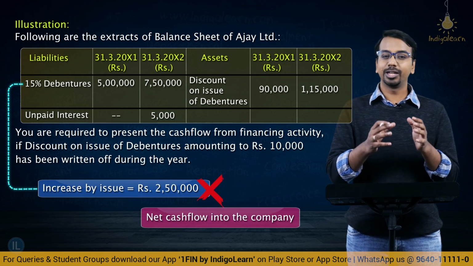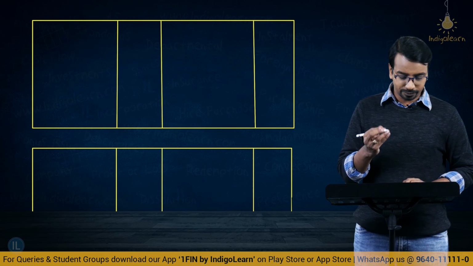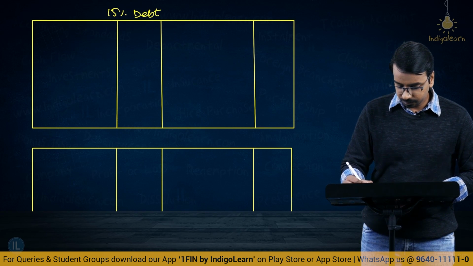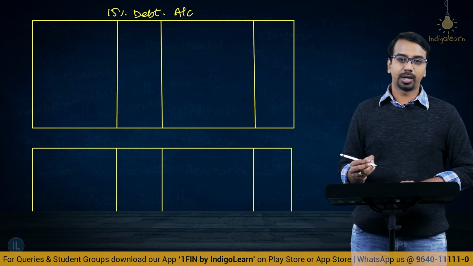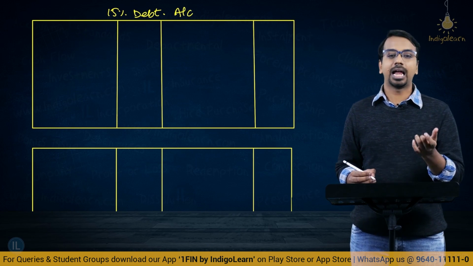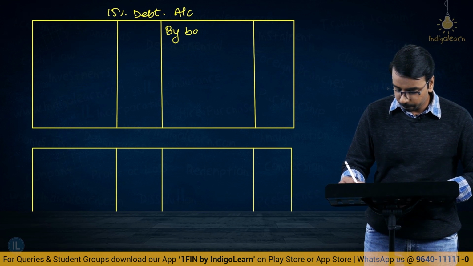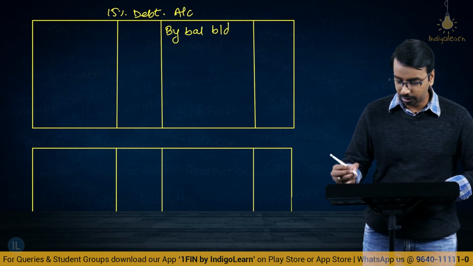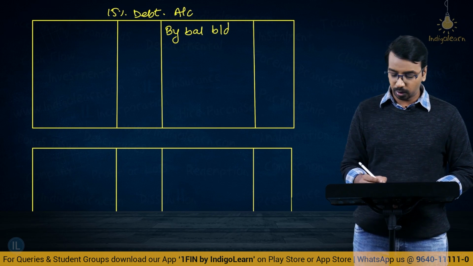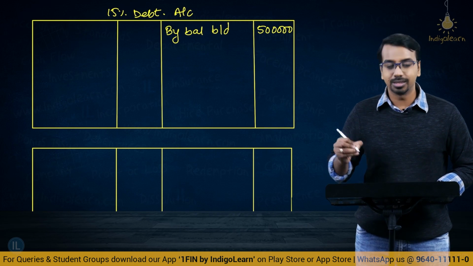So for this we will need to prepare ledger accounts and figure out the missing numbers. So what we'll do is we'll prepare 15% debentures account, that is one account that we will prepare where they have opening balance of 5 lakhs. Now debenture is a liability, it will have a credit balance. So by balance brought down, this is on 1st of April of year 1. On 1st of April of year 1, you have by balance brought down 5 lakhs, this is given.